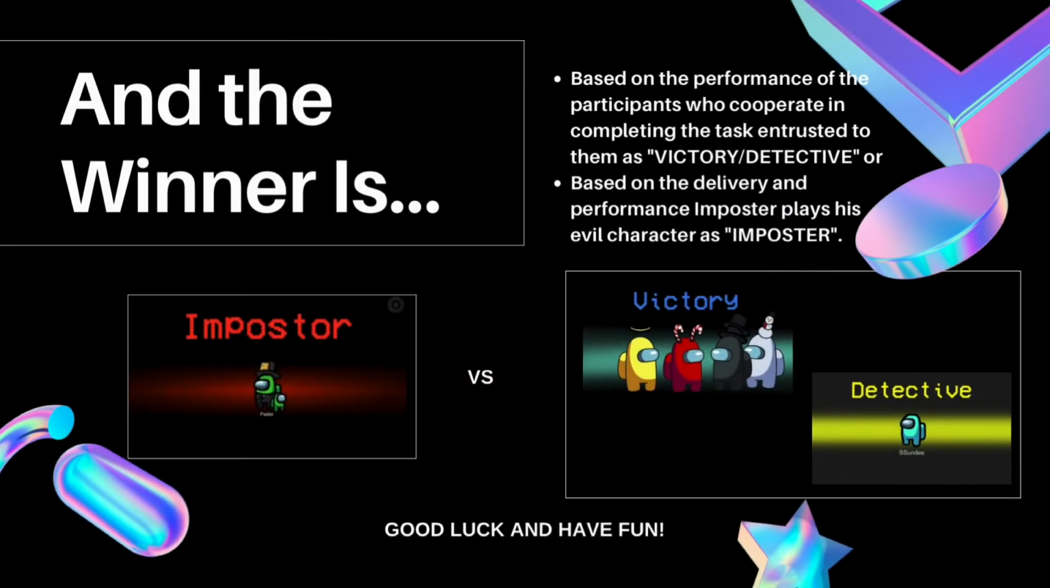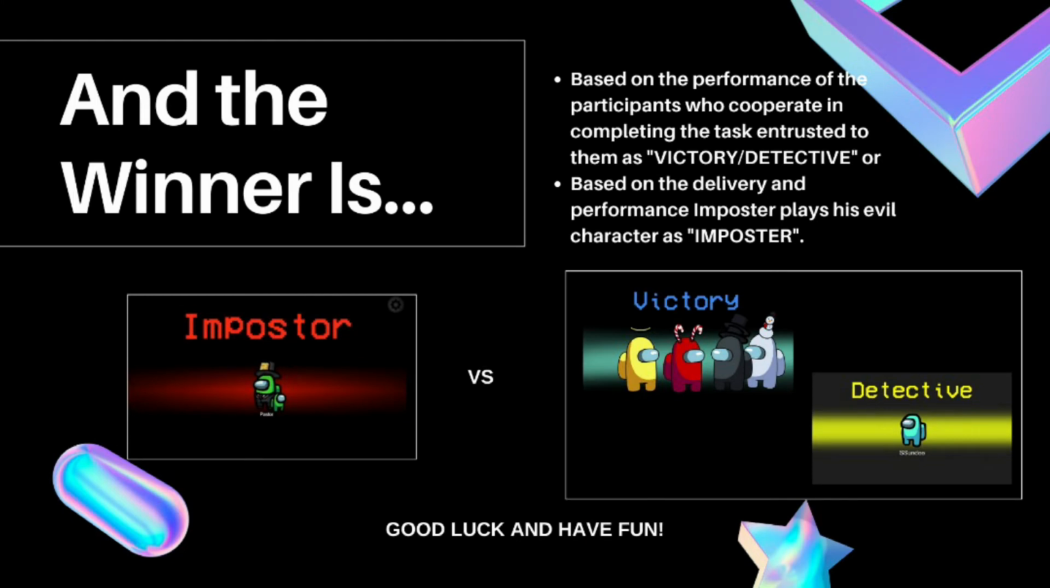The winner will be decided based on the performance of the participants and how much of their tasks they can complete. If they complete all of the 4 tasks, they automatically win. Or, based on the delivery and performance, the imposter plays his evil character. The imposter can also win if he gets to kill all of the 4 crewmates. So it is based on luck also, but you also need to trust your teammates. When discussing, do not fall for the manipulation of the imposter and keep trusting your gut. And that's it. Good luck and have fun.